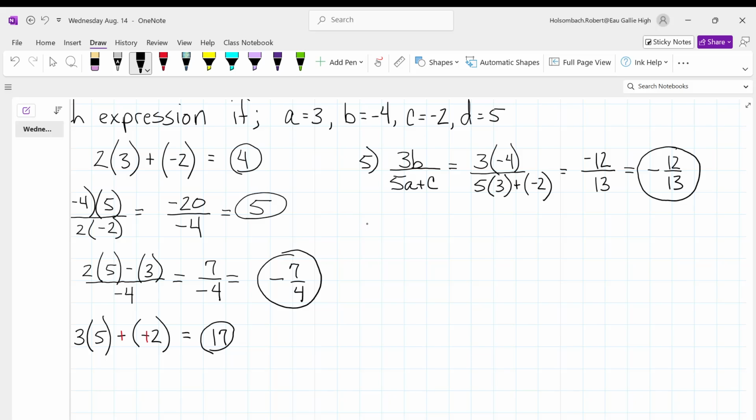All right, example 6, 5BC. Means 5 times B times C. So we got 5 times the value of B, which is negative 4, times the value of C, which is negative 2. And again, you can type this right into the calculator. So 5 times negative 4 is negative 20, times negative 2 is positive 40.